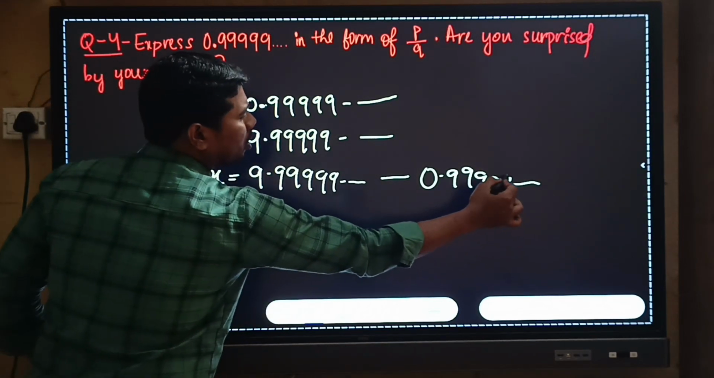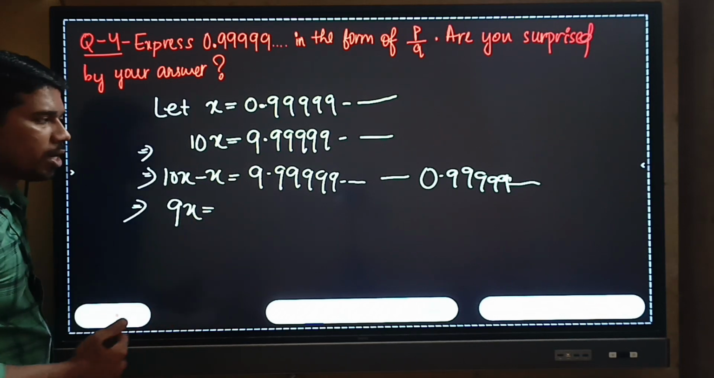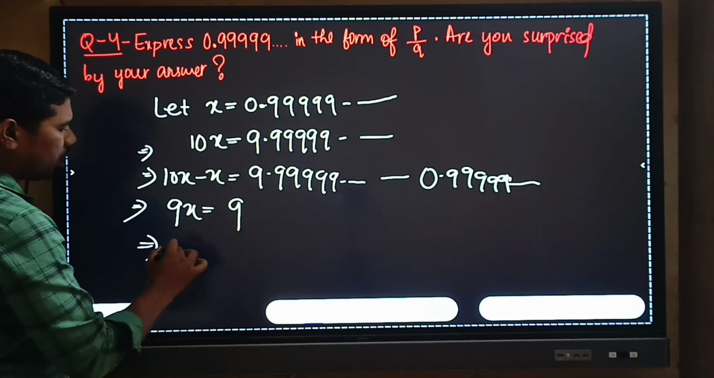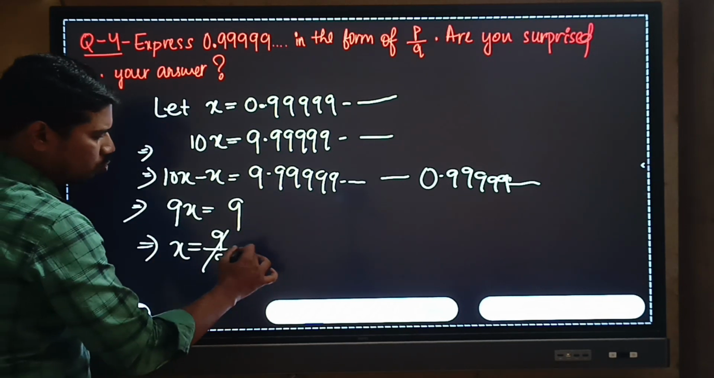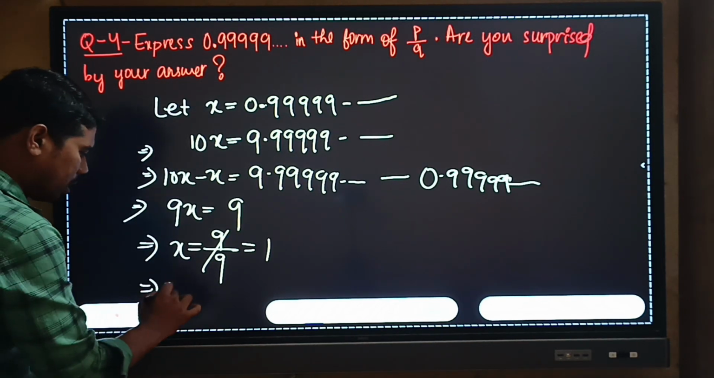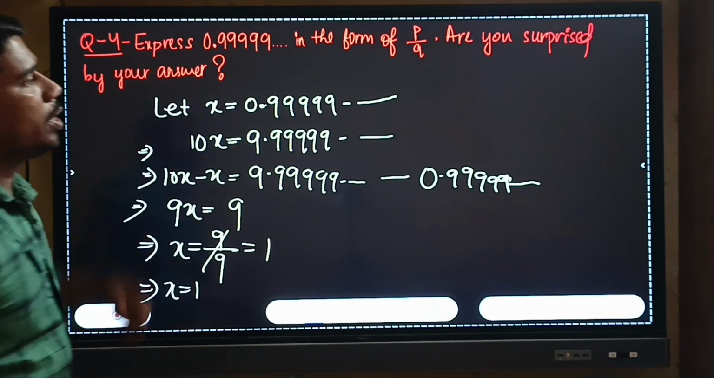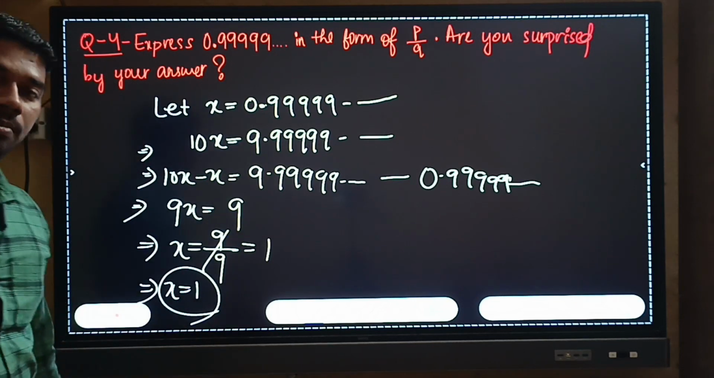Here is also after the point 99999. So this one will be in subtraction, it will become 0. Now 9 minus 0, the result is 9. So x equals 9 by 9. The result is 1. So now we got the answer x equal to 1. So we expressed 0.999 in the form of P by Q. The result is what? 1.